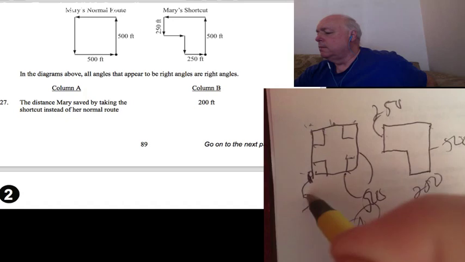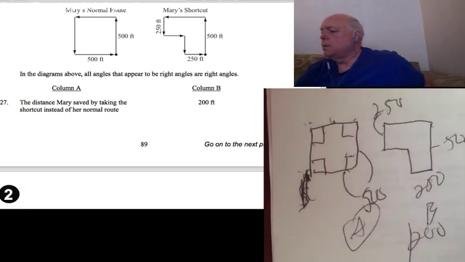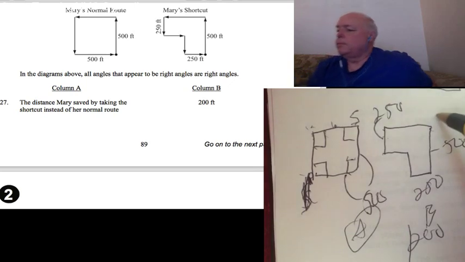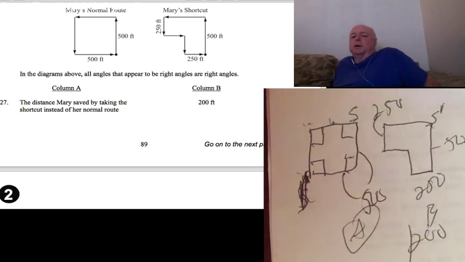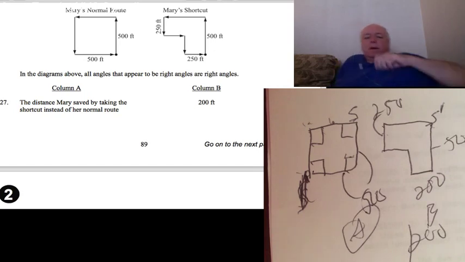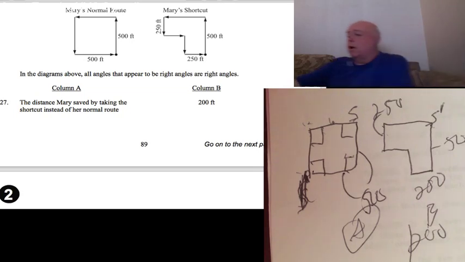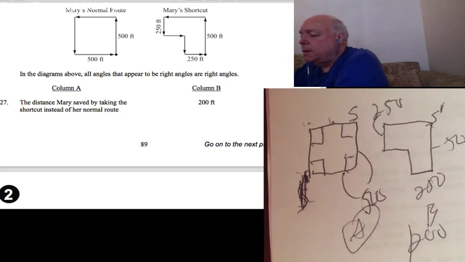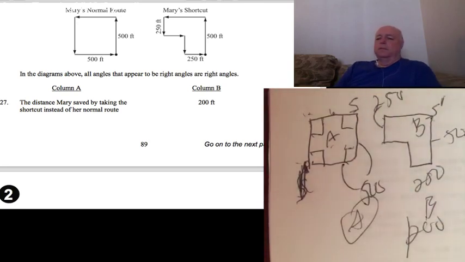Okay, and actually, let me make this easier. Let's say this is point S, and that's point S, or S prime, let's say. So what is the distance Mary saves by taking the shortcut? Anybody have any ideas? Okay, this one seems to be a perimeter problem. So on the one on the right, I'm going to call this A, and this one B. Not to be confused with column A and column B. So let's call it A and B.